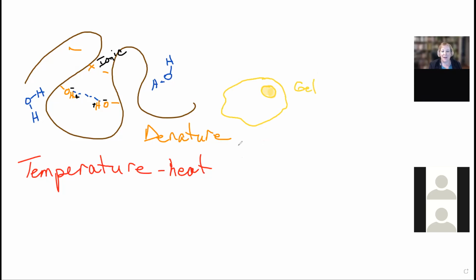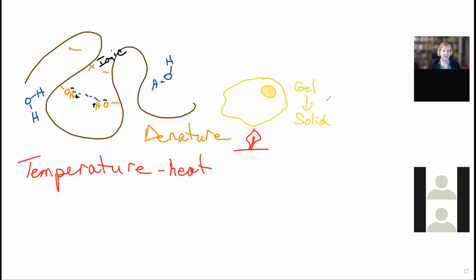And then, I put some energy into the system. I light a fire underneath it, and I heat it up. It's going to go from a gel to a what? A solid. Very good. It's going to go to a solid. And that's because the proteins in the egg have been denatured. And so they formed a different shape.